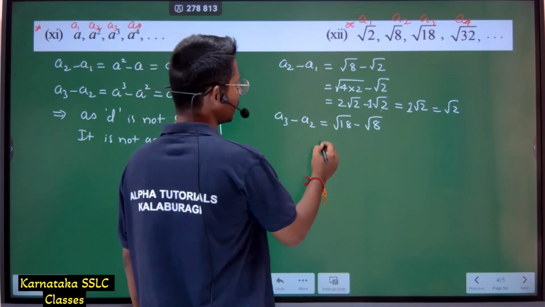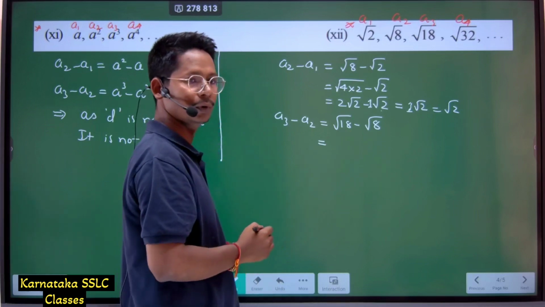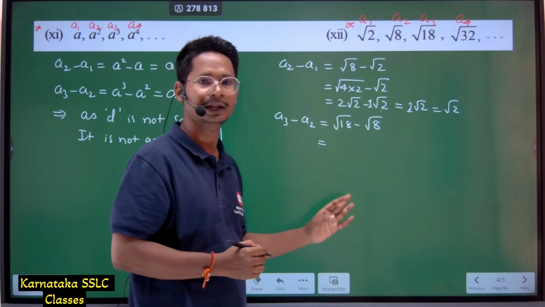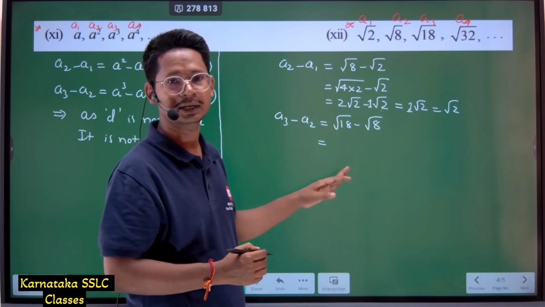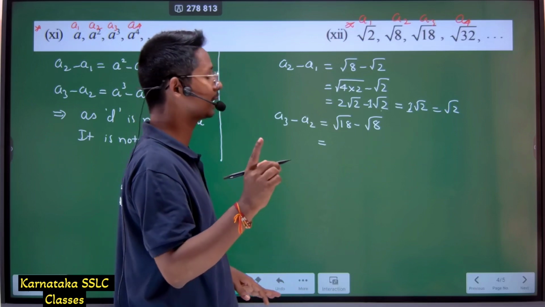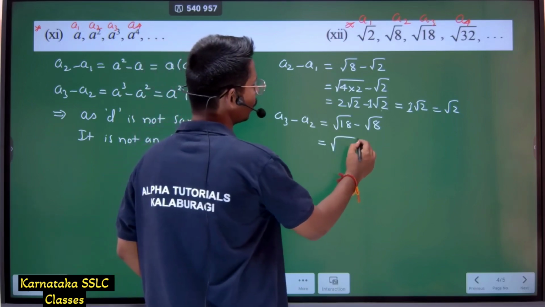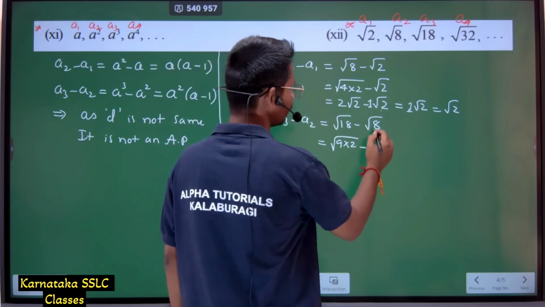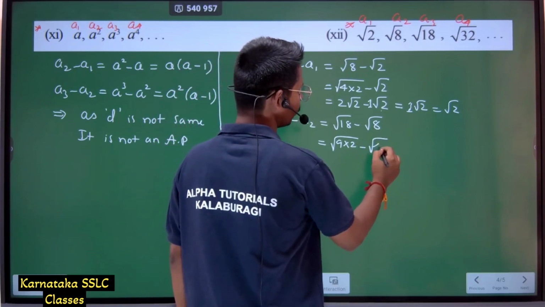Okay, shall I write root 18 as 9 into 2? Don't write 6 into 3, because even 6 into 3 will give you 18, but neither 6 nor 3 is a perfect square. So you have to split the term so that one of the factors is a perfect square. So root 18, I'll write 9 into 2, minus, how about root 8? It is 4 into 2.